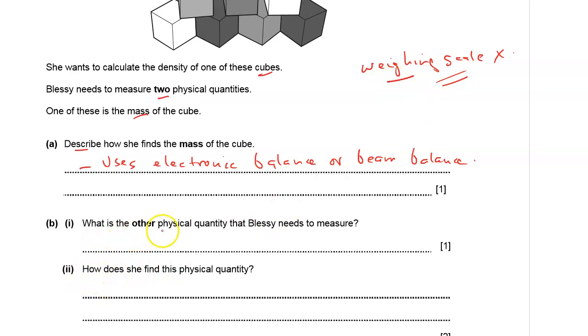Part B, what is the other physical quantity that Blessy needs to find? She needs to find the volume of the cube. Remember, density is what she needs to find. Density is calculated from mass divided by volume. So she has gotten mass here, and then of course now she needs volume. How does she find this physical quantity?